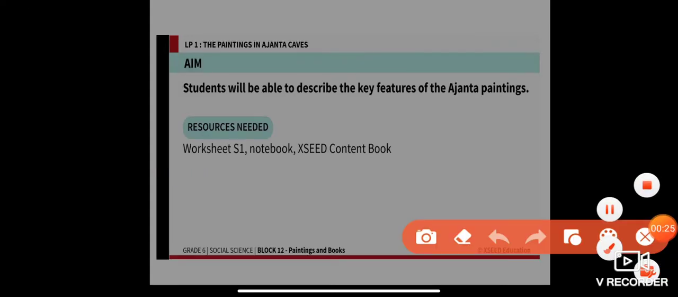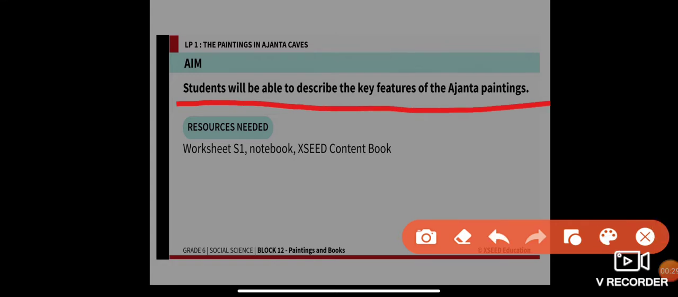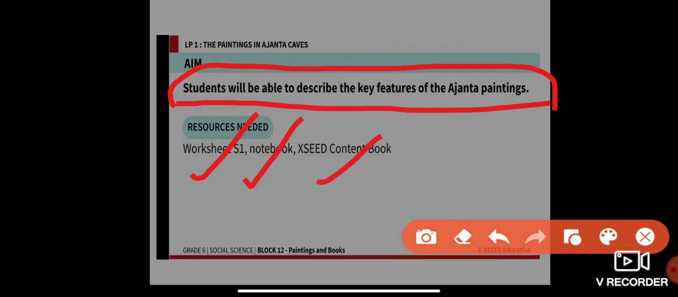Our aim for today is that students will be able to describe the key features of the Ajanta paintings. After our class, we will learn about the key features of the Ajanta caves. The resources required are your worksheet S1, your notebook, and your exit content book. Please get all those things ready beforehand.